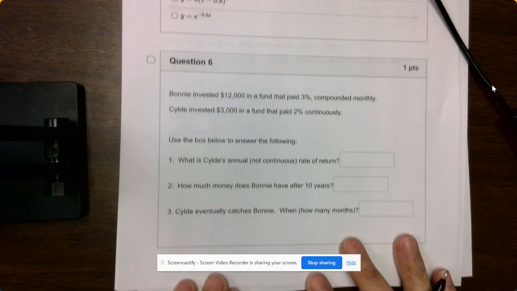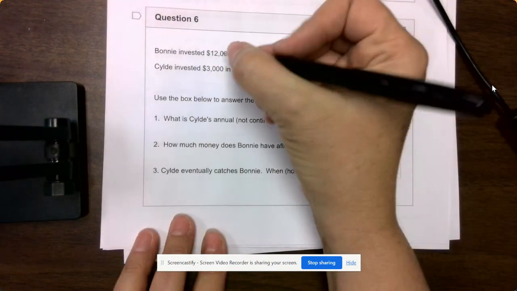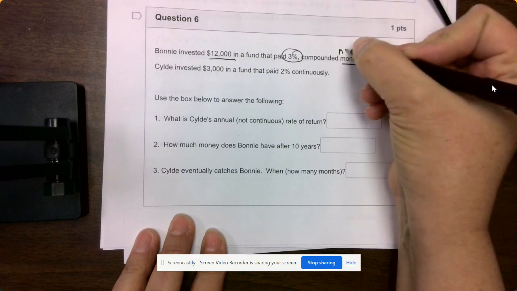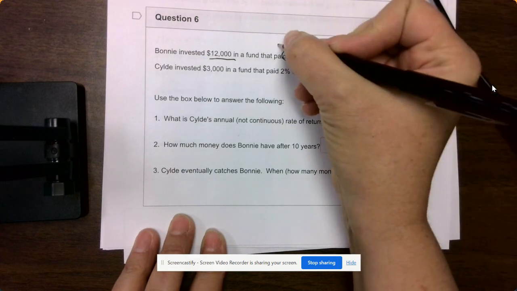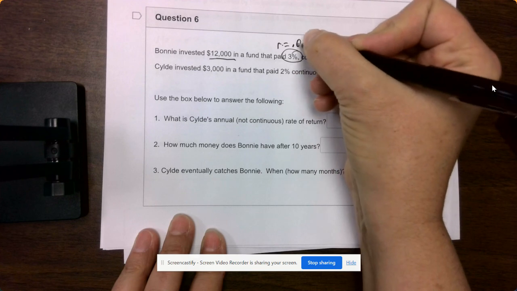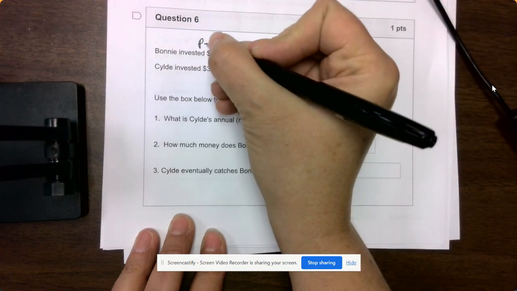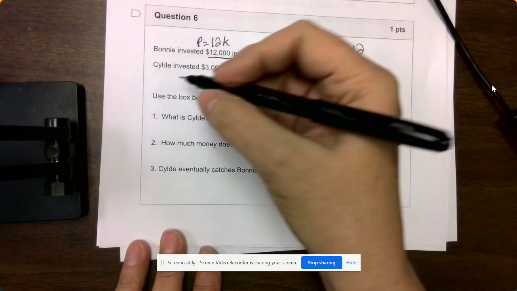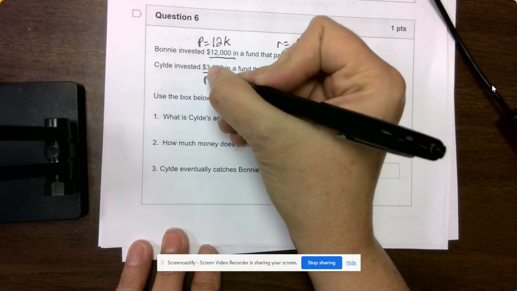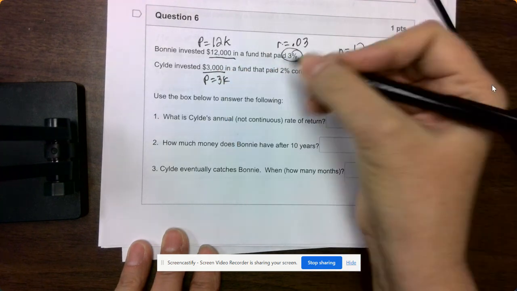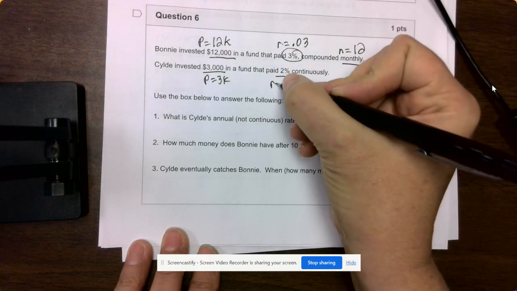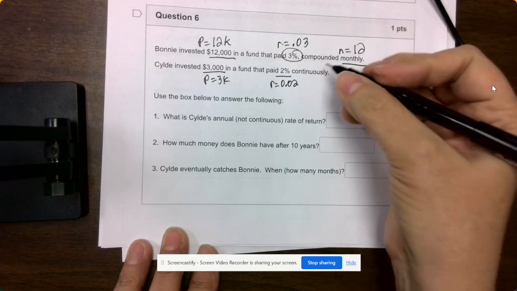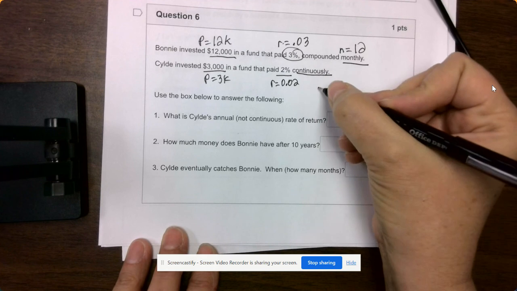Okay, on this one it says Bonnie invested $12,000 in a fund that pays 3% compounded monthly. So it means N is going to be 12, the rate is going to be 0.03, and the principal is 12,000. Clyde invested $3,000, so principal is 3,000. Paid 2%, so the rate is going to be 0.02. Remember, you can always divide by 100 to get the rate. Continuously, so that means we're going to be using E.